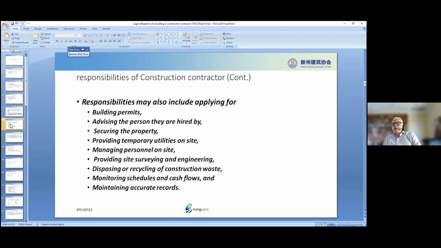All right, so here are some more responsibilities of the contractor. Getting permits. Sometimes we are responsible to get different certification or permits. Let the contractors, subcontractors know that we are engaging them, securing the property, of course, making sure that the property is secure, fencing, because if somebody comes onto our site and there's an accident, we are responsible, especially if we haven't undertaken the proper safety measures.